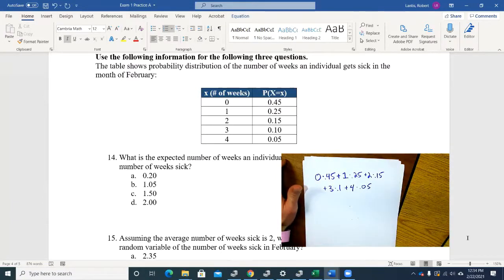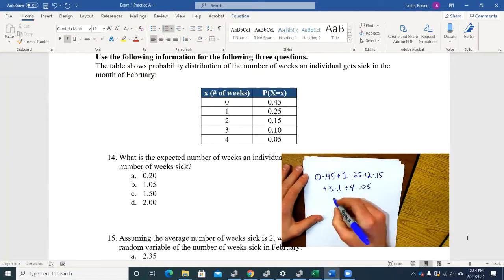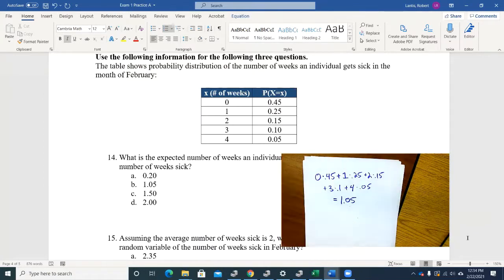I think this is 1.05, but I could be wrong. So let me actually get this into my calculator. So 2 times 0.15 plus 0.3 plus 1. Just to double check myself. Yeah, so sure enough, if we get this entered into our calculator correctly, we should get that mean expected value of 1.05.